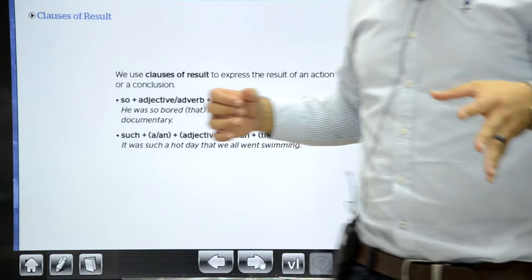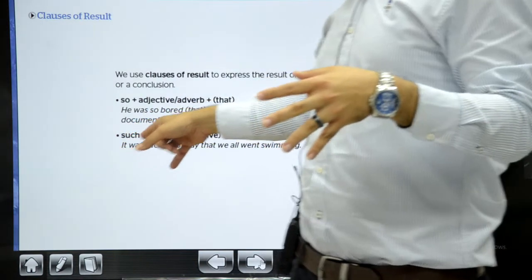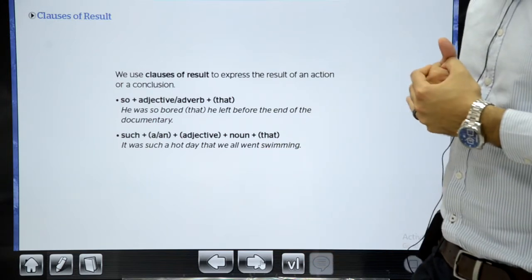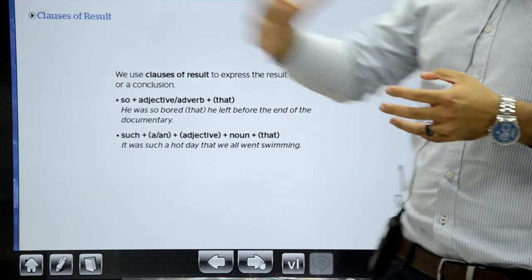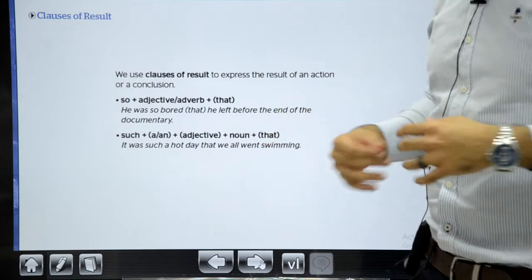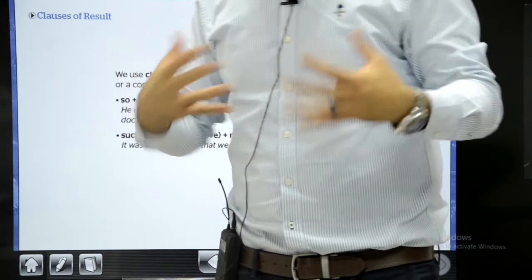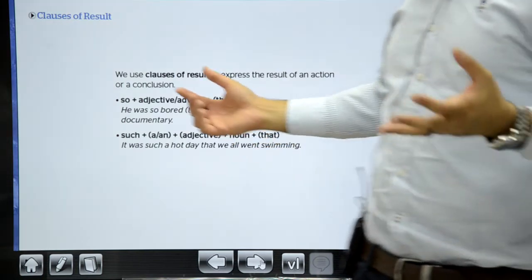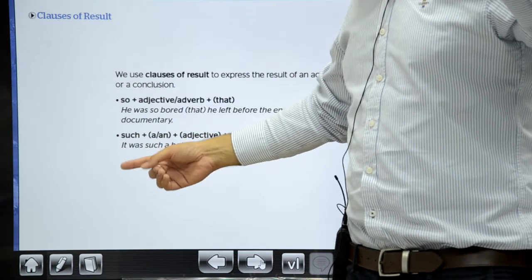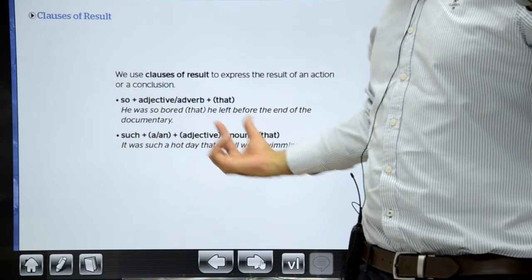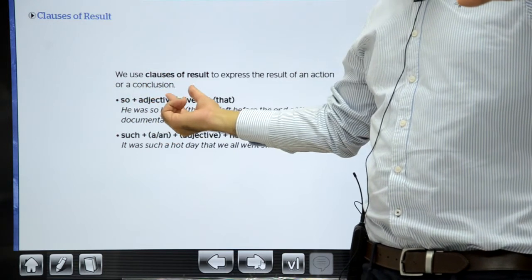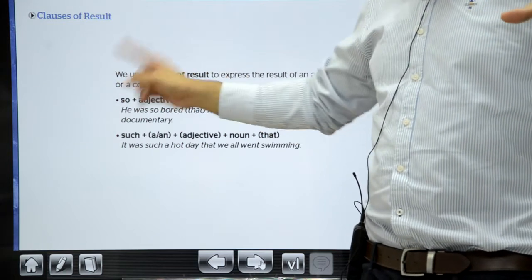We have another form that you can use here for the same purpose, which is such, a or an plus adjective plus noun. Like for example, this is such a hot day. This is such a hot day that we all went swimming. We went swimming because it's too hot, so we wanted to refresh ourselves. It's the same form actually, but the difference here is that we used a noun. So don't use a noun when you have so. Just the adjective or the adverb plus that. So, adjective that. So, adverb that.